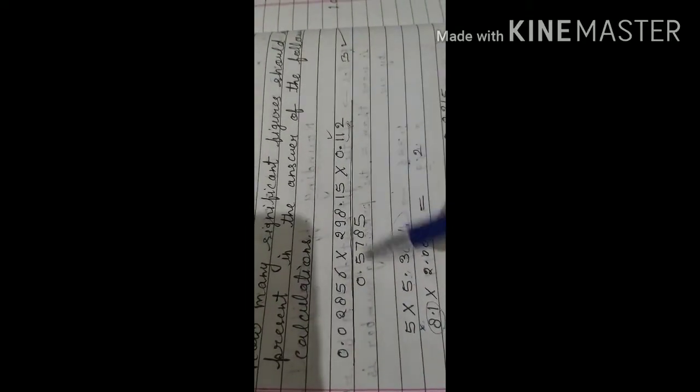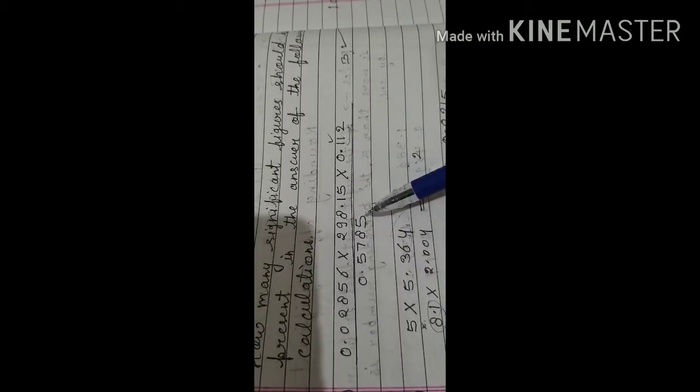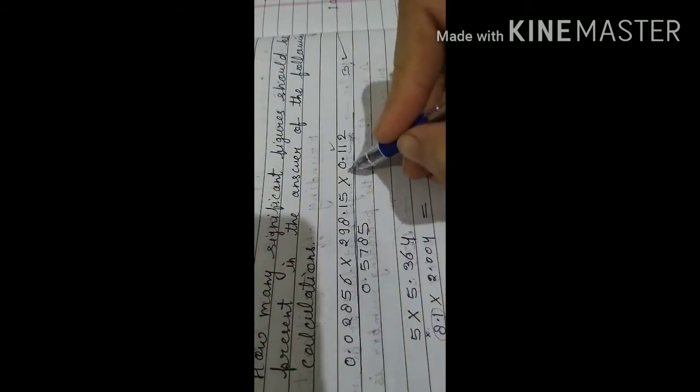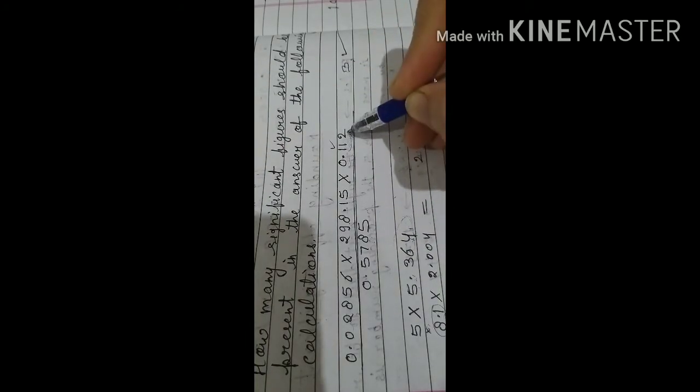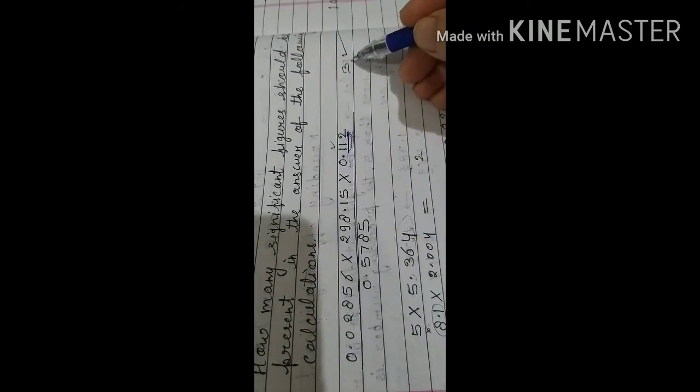One more question I want to discuss with you: how many significant figures should be present in the answer of the following calculations. Suppose you have a big number of digits that you have to multiply and then divide. The answer depends upon the number which has the least significant figures. In all these numbers, this number has the least, which is 3 significant figures. So our answer will come in 3 significant figures.